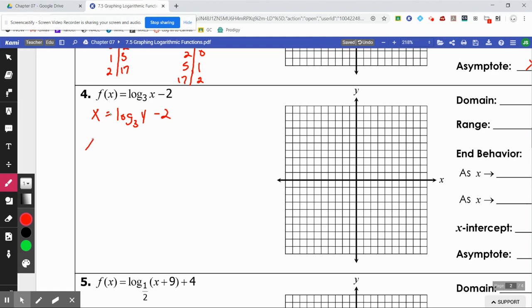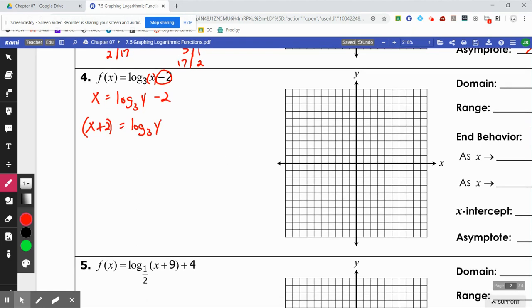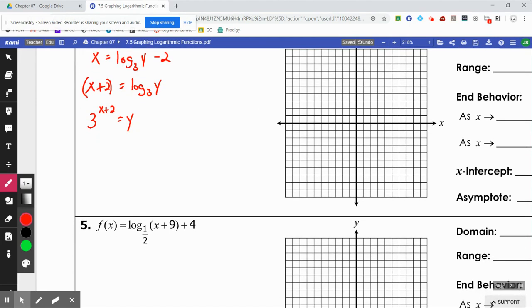Now let's move the 2 over. That'd be x plus 2 equals log base 3 of y. And the reason I did that first on this one is because this -2 is not attached to the x. You can actually put that x in parentheses. It would have to have parentheses around all of it to imply that that -2 is included. But then you just change forms. That'd be 3 to the x plus 2 power is equal to y. Now let's do a t-table for those values.